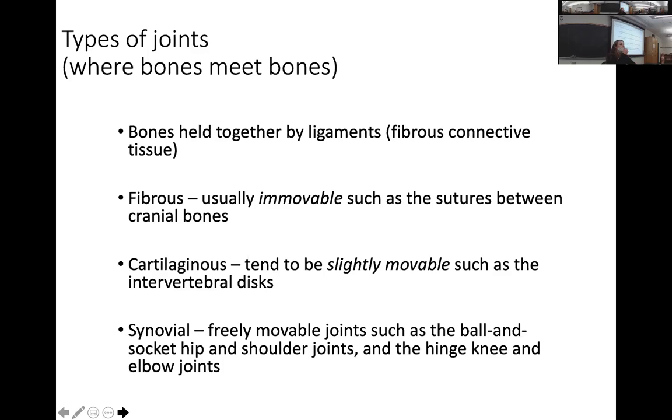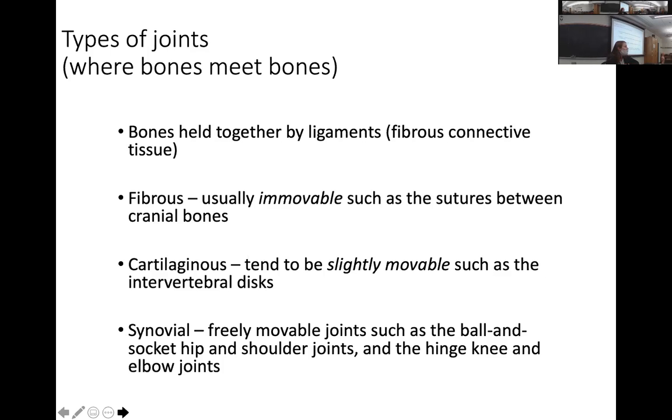Those are maybe the most common, most talked about ones, like your ACL. The L in MCL, ACL stands for ligament, okay? So where bone meets bone, think of your hip, your shoulder, your knee, your elbow. There's different types of joints.